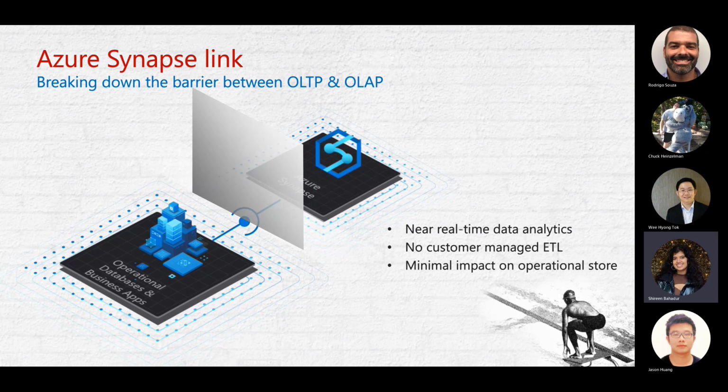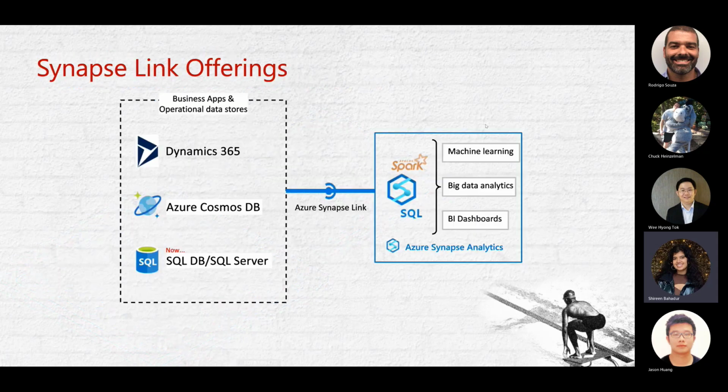With Azure Synapse Link, customers are now able to get insights from the operational databases in a single click. On top of that, customers don't need to worry about managing data movement, and there is minimal impact on their existing operational stores. You no longer need to build complex ETL pipelines or allocate additional database compute resources. Now customers are able to run their analytical workloads on real-time data directly through Azure Synapse Analytics. Azure Synapse Link is now available in Dynamics 365, Cosmos DB, and now the Azure SQL DB family, which includes Azure SQL Database and SQL Server 2022.